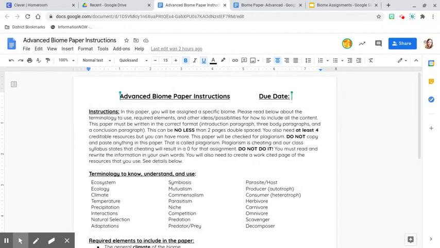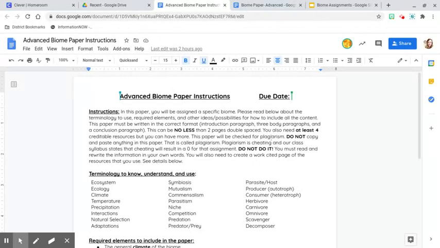So the instructions say, in this paper, you will be assigned a specific biome. That's where we just talked about. Please read below about the terminology to use, required elements, and other ideas slash possibilities for how to include all the content. This paper must be written in the correct format. That just means an introduction paragraph, 3 body paragraphs, and a conclusion. This can be no less than 2 pages double spaced. You also need at least 4 credible resources, but you can have more than that.